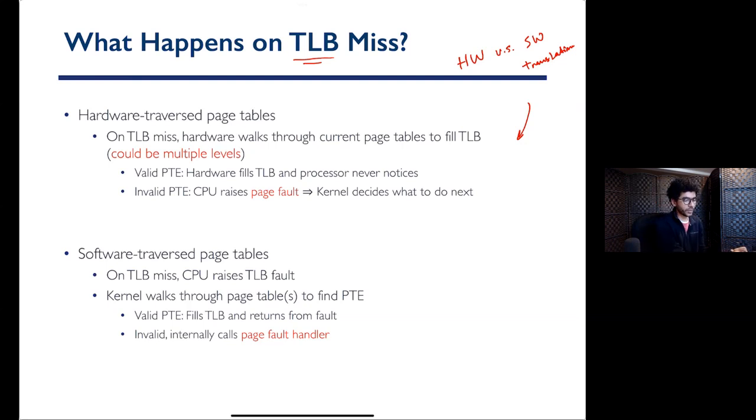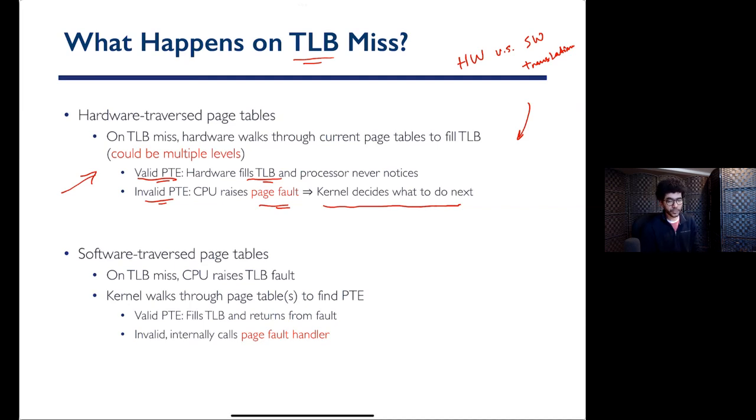Well, in most systems, the hardware starts traversing the page tables. This process is called a page walk. So you start going through all the page table entries to find the page table entry for the virtual page that you're looking for. If you find a valid page table entry, then everything is fine. So you can just update your TLB and continue executing. If you find an invalid page table entry, then you can raise a page fault and get the kernel involved to see what should happen next.